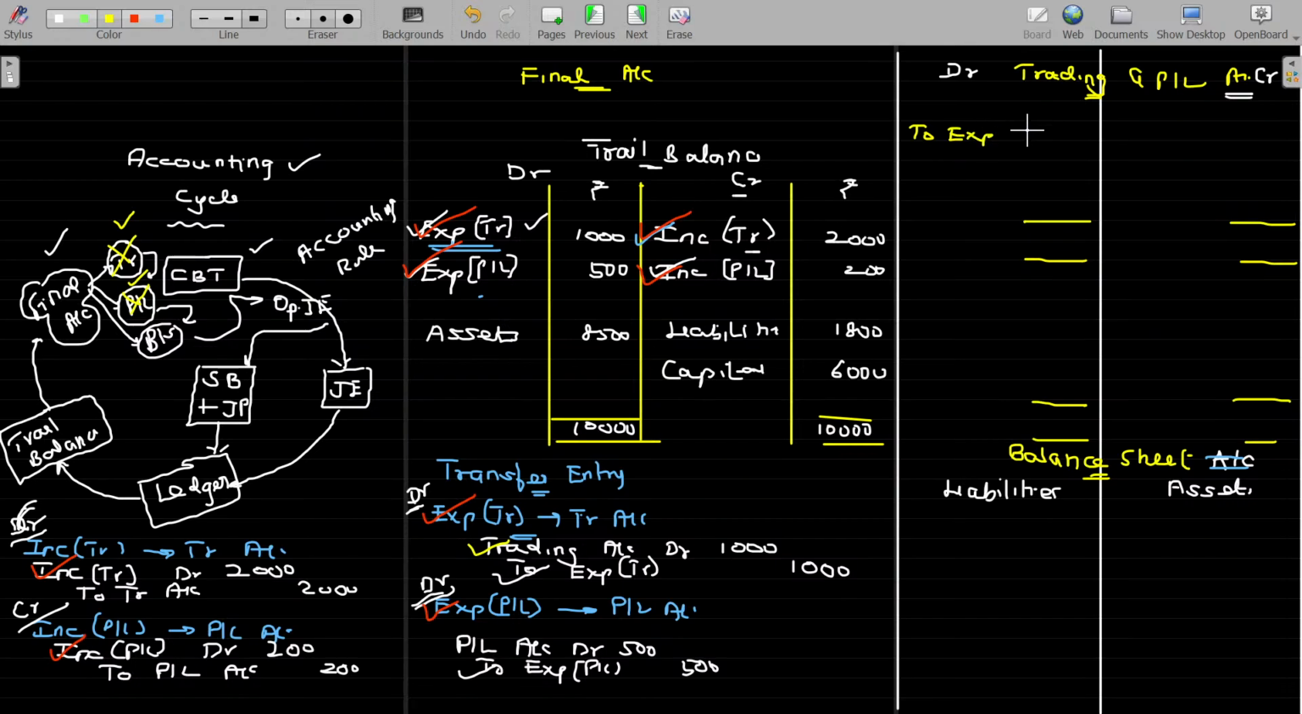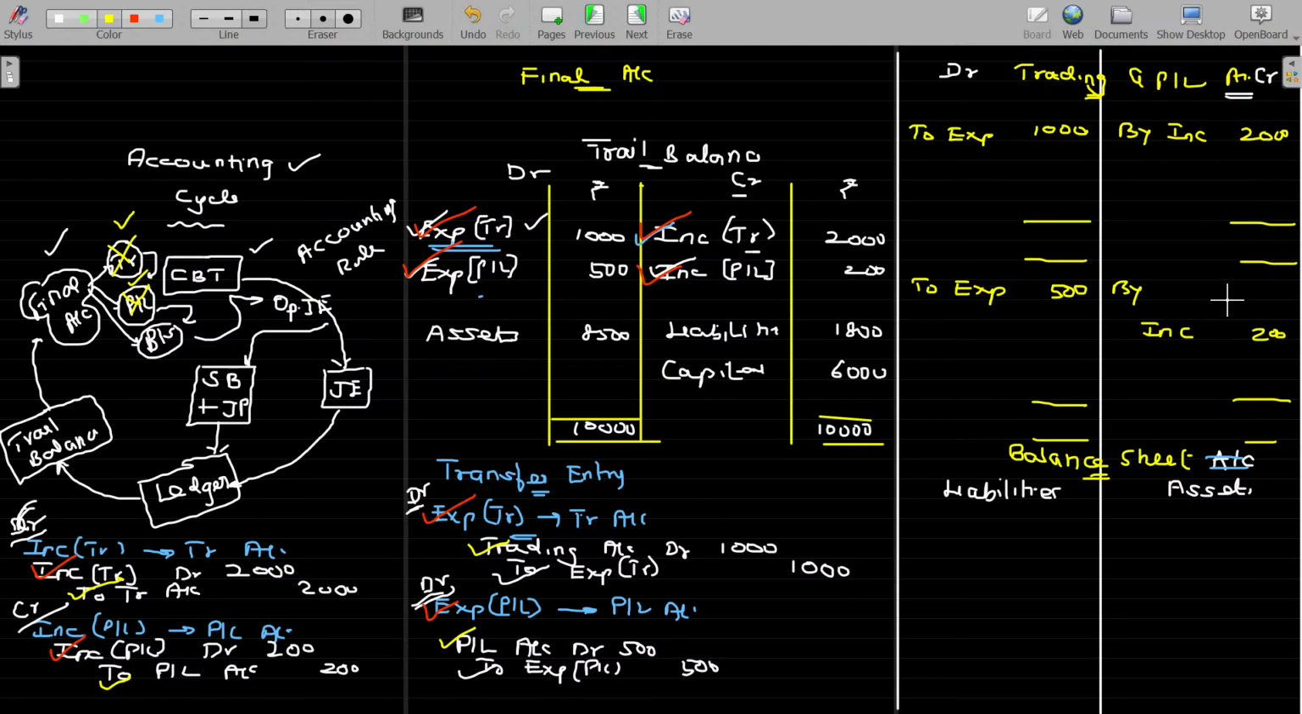Isn't it? The value being 1,000. And here in the second entry, the leftover item is P&L account. In P&L account, two expenses, the value being 500. And here, trading account in the credit side, by income in trading account, the value being 2,000 rupees. And here in P&L account by income, related to the P&L account, the value being 200.